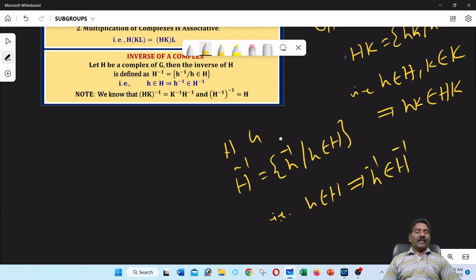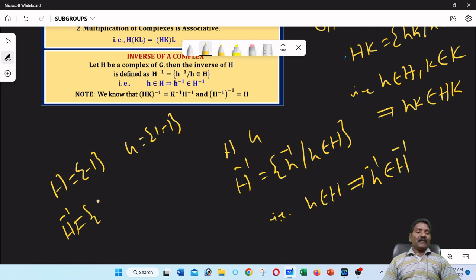The inverse of the complex. Suppose H = {-1} is a complex of the group G = {1, -1}. It is a finite group. H is a subset of G. Clearly H is a complex. So the inverse of H is denoted by H inverse.